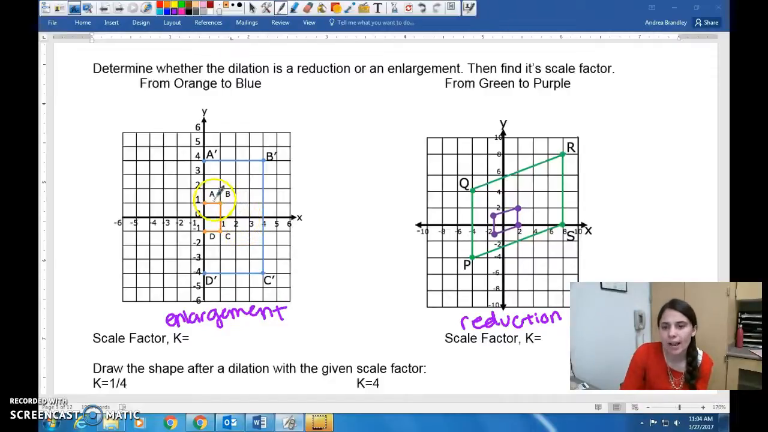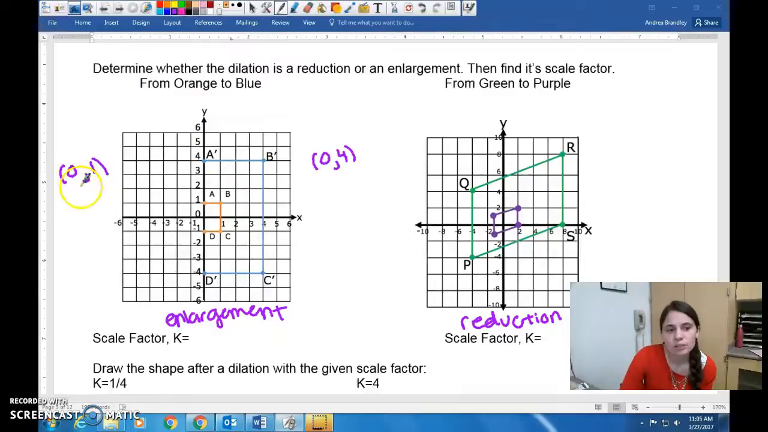So the easiest way, I think, to find a scale factor is to just pick a point from your original rectangle. So like this point is at 0, 1. And then that same point after the dilation has moved to 0, 4. Now it's very important that you use the same point. I shouldn't pick this point on my original and then this point afterwards. That's not going to work. So if we look here, 0, 1 and 0, 4.